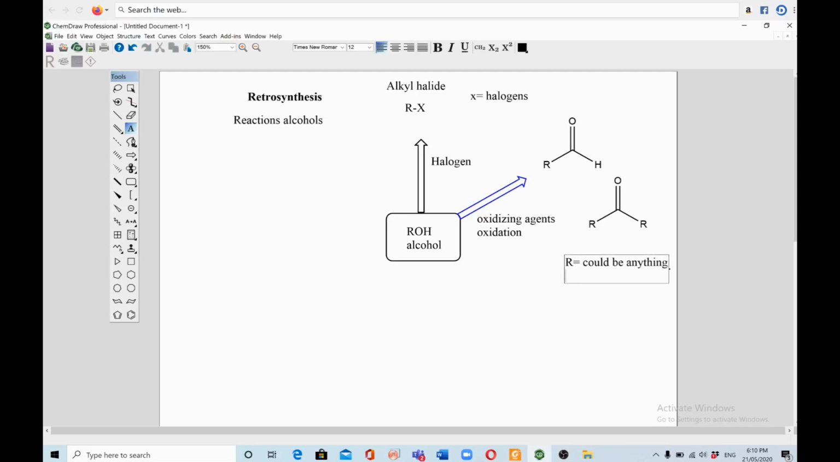Anything. Now come on, don't be non-serious. You can't put cartoons or anything. When I say R could be anything, that means it could be an alkyl chain or cyclic or aromatic thing.